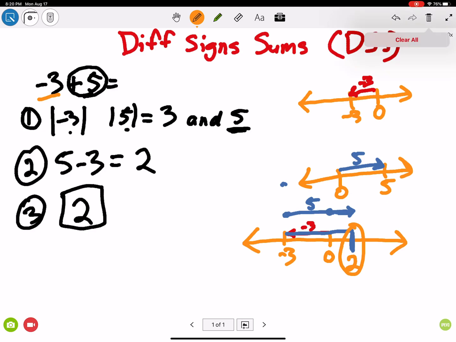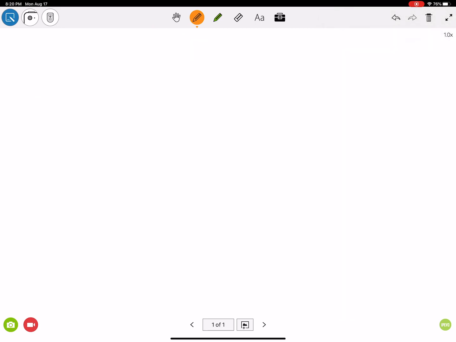Let's try one more. I'm not going to do the number line this time. Let's try this problem. I have -12 plus 22. Okay, try this on your own. If you need to pause, go ahead.